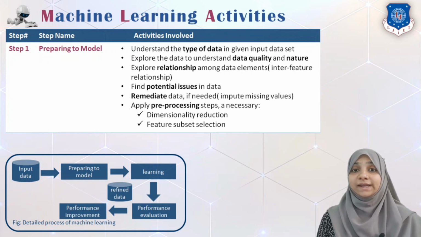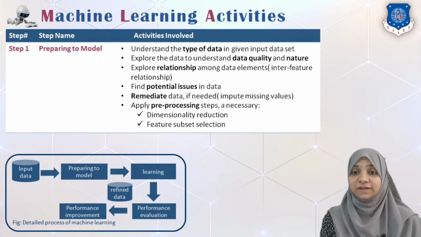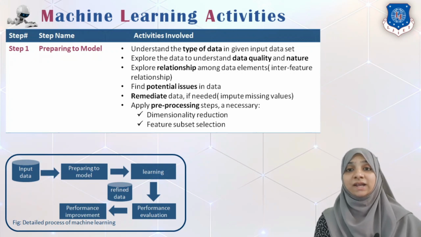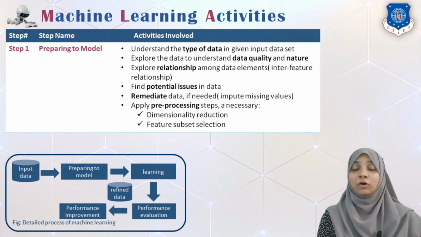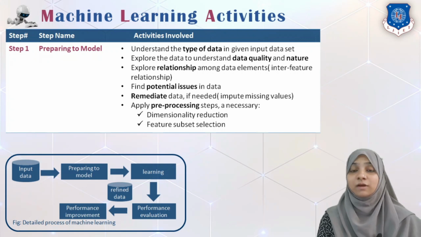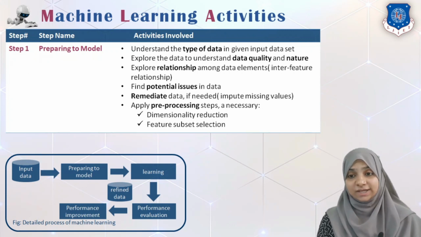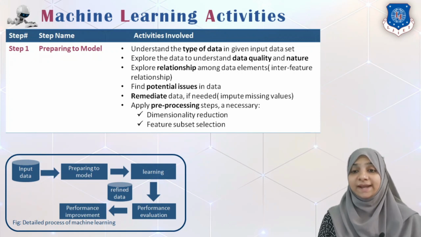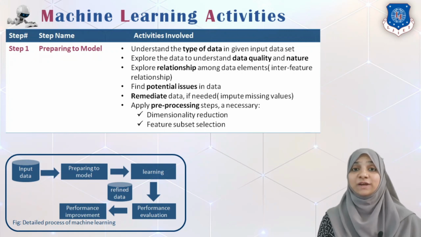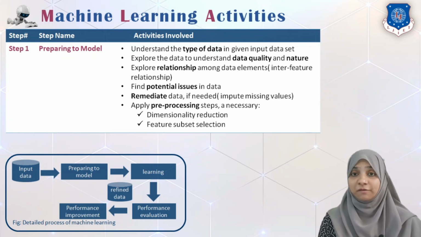We also intend to find any potential issues in the data. For example, some data elements are missing. Say for row number 3, column number 5, no data is present. That is an example of missing data. Or we can have outlier data. All these kinds of data must be identified before the learning starts. So here we identify all the possible issues in the data and remediate the data. That means we purify this data. If values are missing, we impute the missing values as part of remediation of data.